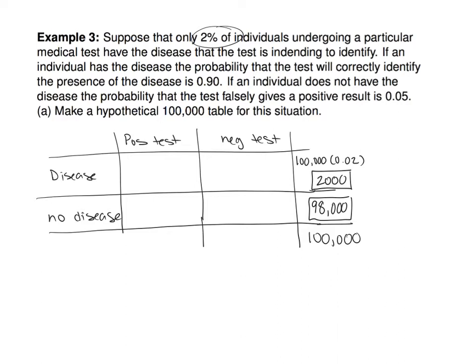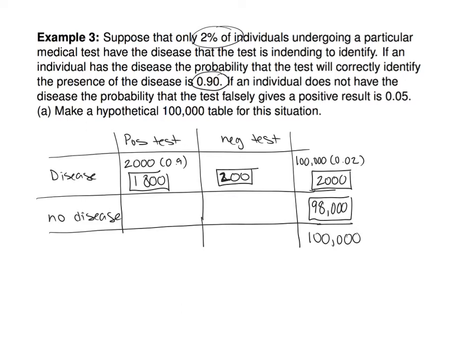Next, if an individual has the disease, the chances the test will correctly identify the presence of the disease is 0.9. Okay, so that means that if you have the disease, you test positive with 90% accuracy. So 2,000 times 0.9. Of those 2,000 people, 1,800 will test positive, leaving 200 who are actually sick but still test negative.